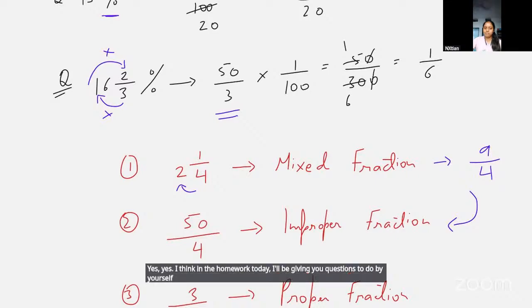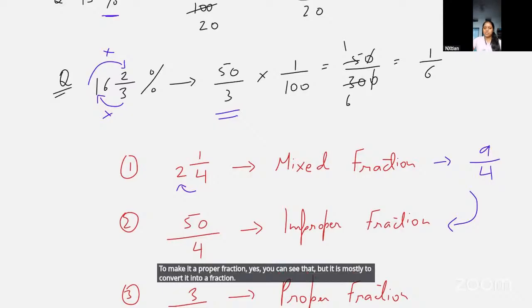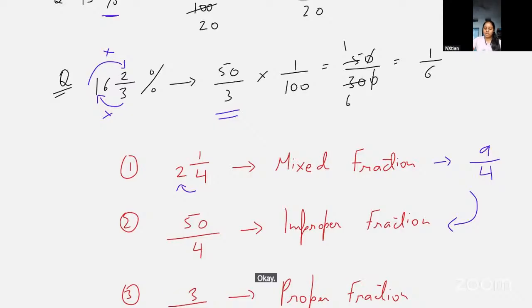Yes, Eva. Ma'am, you multiply by 1 by 100 to make it a proper fraction, right? To make it a proper fraction, yes, you can say that, but it is mostly to convert it into a fraction.